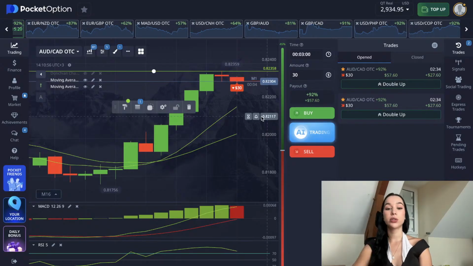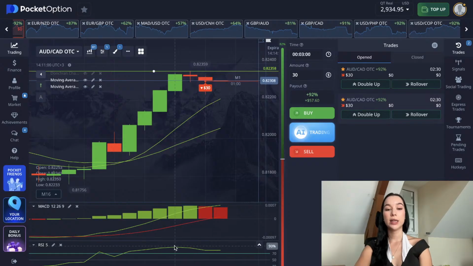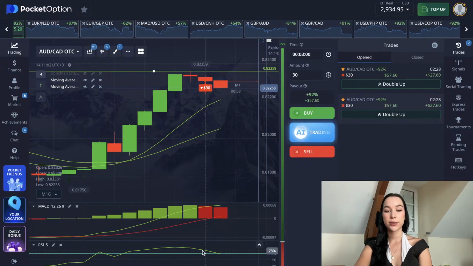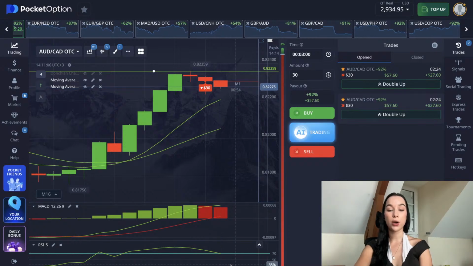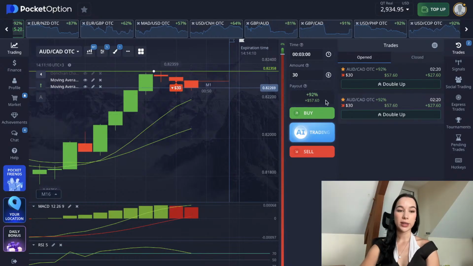Also we can see here the red pin bar on the MACD. The line of the RSI started moving, as you can see, in the downward direction, already getting out of the overbought zone. So this is a pretty good signal. So let's wait here.